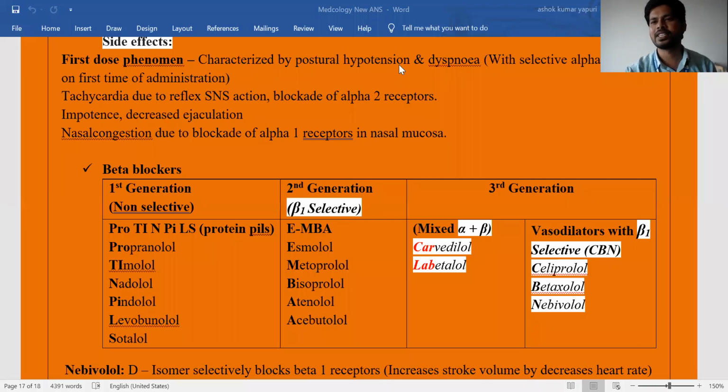And today our discussion is on beta blockers. In the sympathetic nervous system, you studied sympathomimetics as well as sympatholytics. In the category of sympatholytics, one is the alpha receptor blocker and another one is the beta receptor blocker.